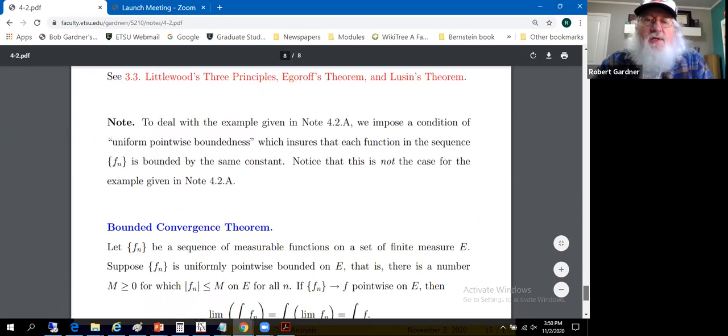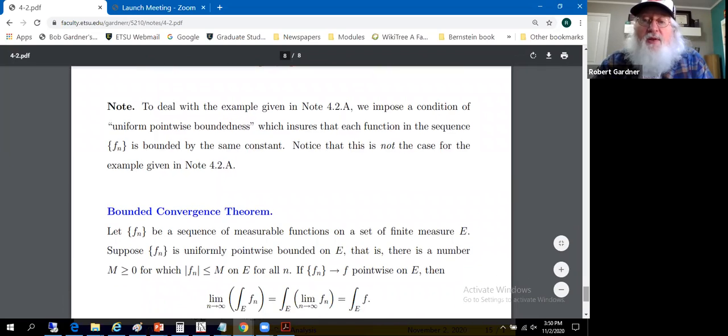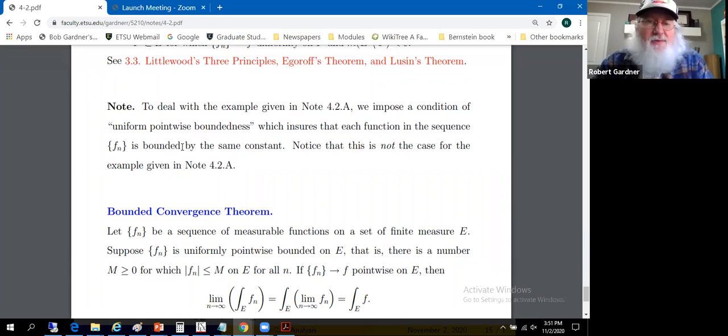All right, so to deal with this example we saw previously, we need some kind of boundedness to be imposed. And what we'll impose is called uniform pointwise boundedness. Not uniform convergence, it's a boundedness condition that we're going to impose. Maybe ain't too much of a surprise because we're dealing in class with functions that are bounded.